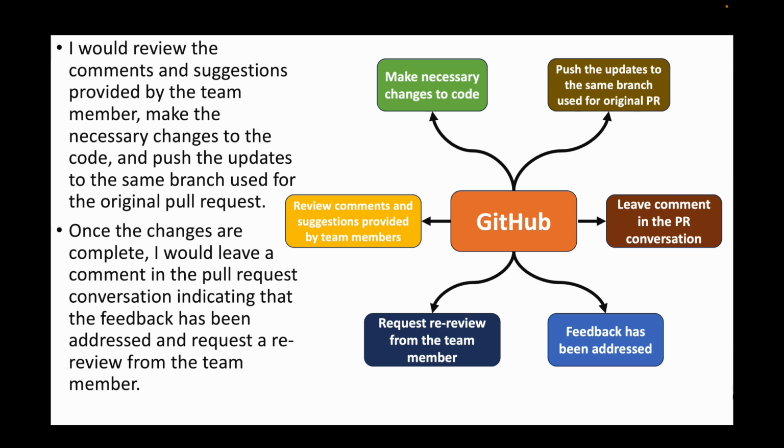So once we get the comment or the suggestion or the change that needs to be done to the code, we will make those necessary changes, push the changes to the same branch in the original PR, and then update that PR telling that we have made the necessary changes, and then re-request the review of the same PR.